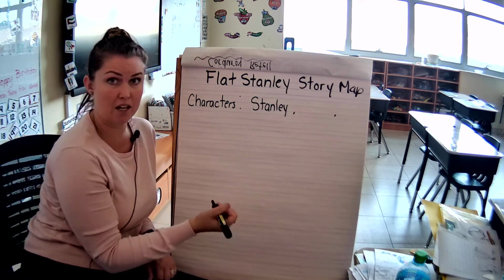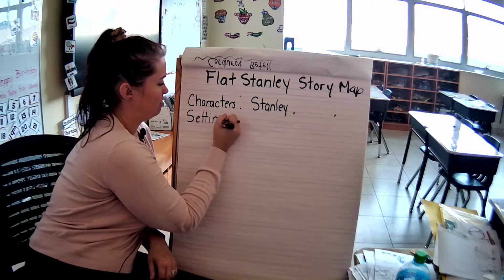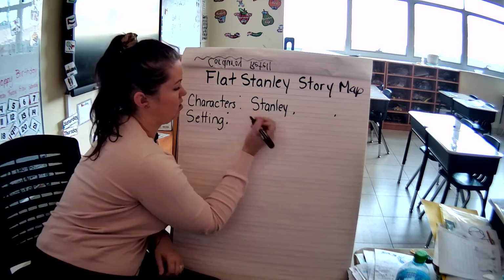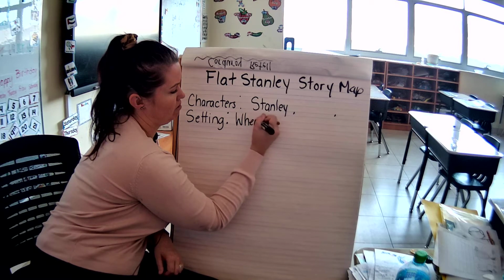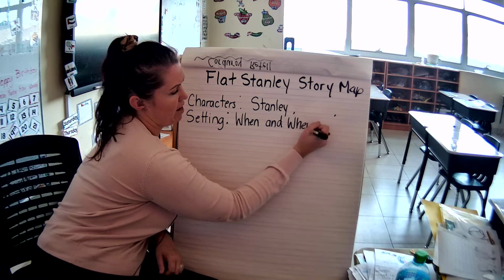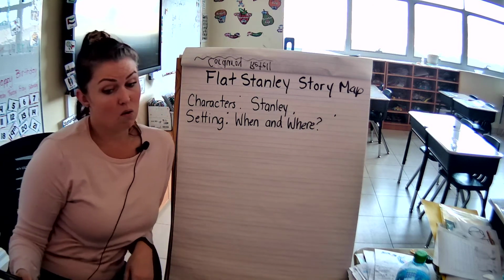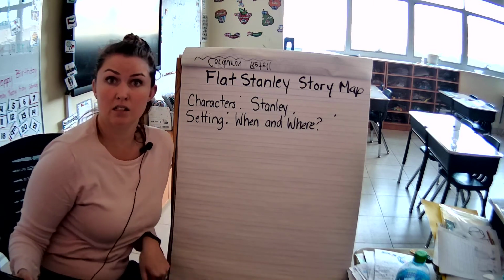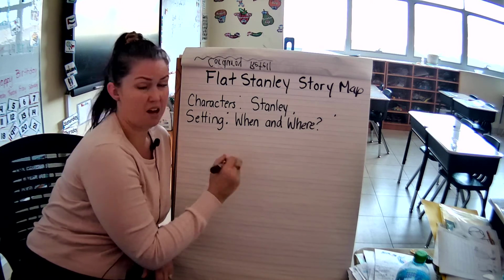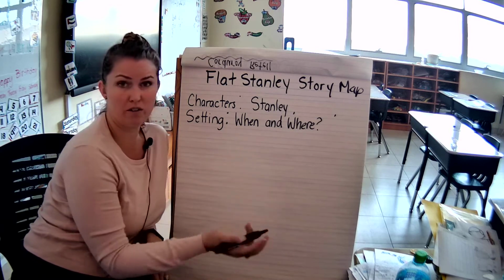You're going to do the setting, okay? So remember, the setting is when and where. So I'm just going to write that for you. So when and where did the story take place, okay? So Flat Stanley actually took place in several places, so you might want to list two of the main places that the story was happening in, okay? So you can just list them point form.